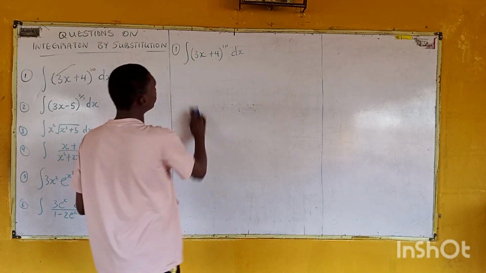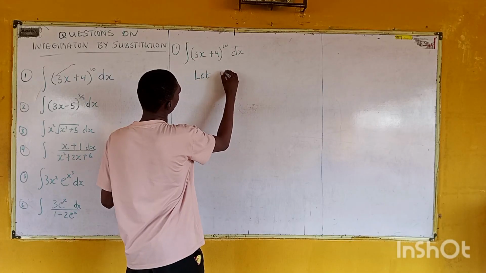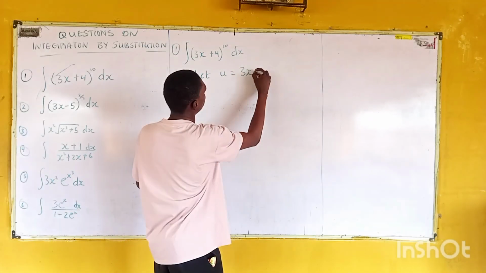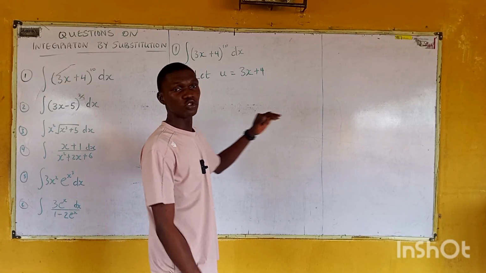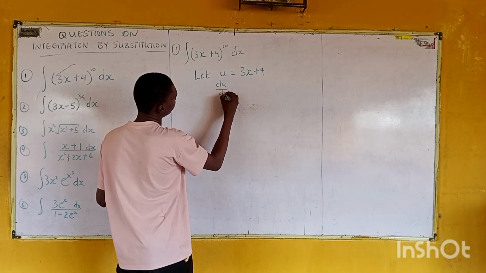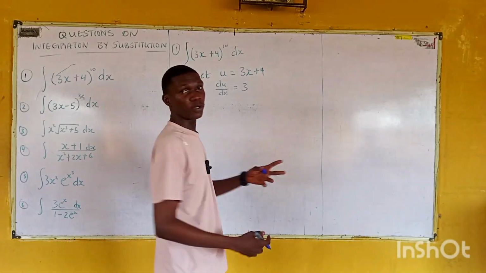For a question like this, the first thing we do is let u be equal to 3x + 4. So if u is equal to 3x + 4, we can therefore say that du over dx is equal to 3, from the idea we know from our previous video.